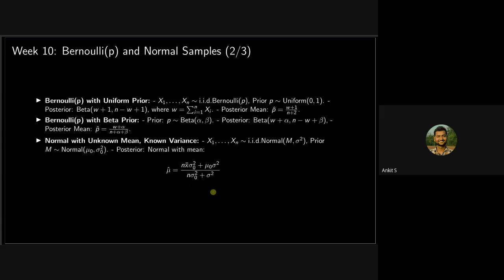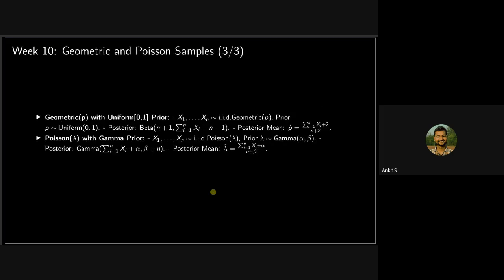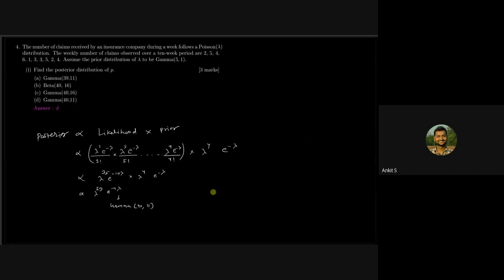Then we did multiple kinds of Bayesian estimation for different examples, and we got certain results that are just part of the lectures. You can go through this, and then we saw something related to geometric and Poisson samples. These are just simple examples from the lectures. I have summarized them in the slides, so I don't need to go through all of them. The main things I need to discuss here. Then I have some problem related to this.